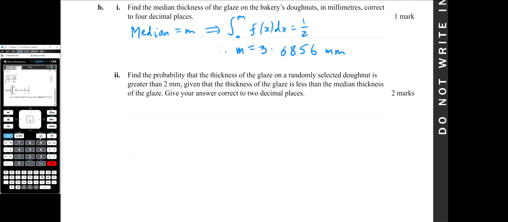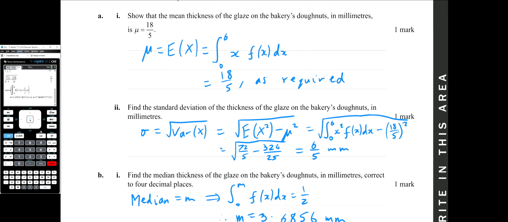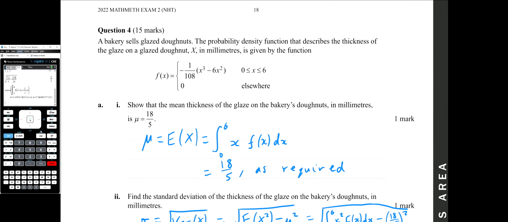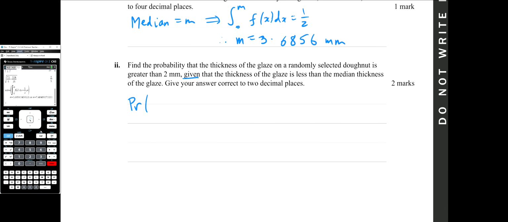Okay, find the probability that the thickness of the glaze on a randomly selected donut is greater than 2, given that the thickness is less than the median. Okay, so this is a conditional probability because they've got the word given. So this is what they want. Pr, let's just double check if they've defined the thickness as x or something. Yep, they've defined it as x, so we can use x as a random variable. So Pr of x is greater than 2, given that the thickness is less than the median. So x is less than the median.